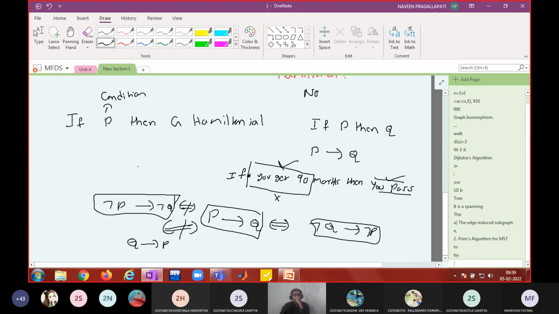So this is only a sufficient condition. If the degree of each vertex is at least n by 2, then it is going to be Hamiltonian. That doesn't mean that in a Hamiltonian graph every vertex has at least n by 2 degree. Do you understand?